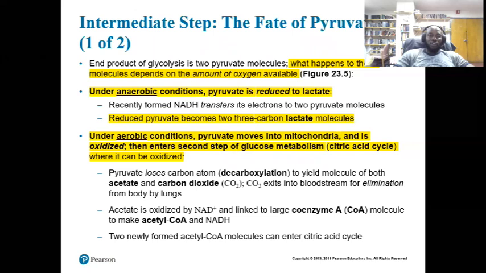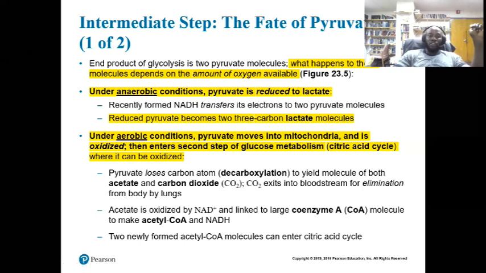What happens to the pyruvate end product? Under anaerobic conditions, lack of oxygen, it is reduced to lactate. This is why when you work out, you have what we call lactic acid buildup, which causes soreness in your muscles. So recently formed NADH transfers electrons to two pyruvate molecules, reduces them, and becomes lactate molecules. But under aerobic conditions, it moves into the mitochondria and is oxidized. That means it loses further electrons.